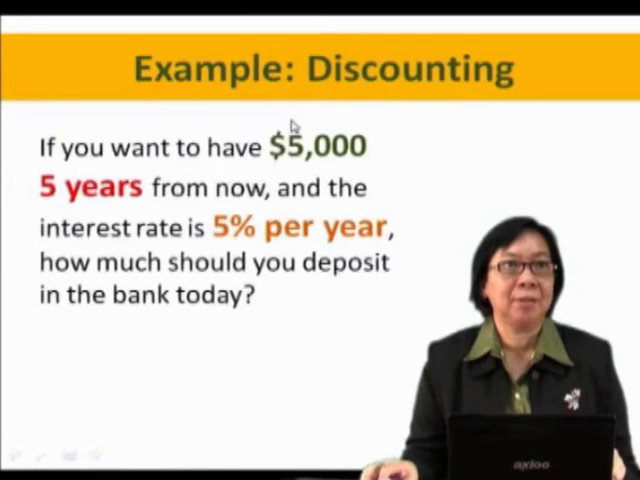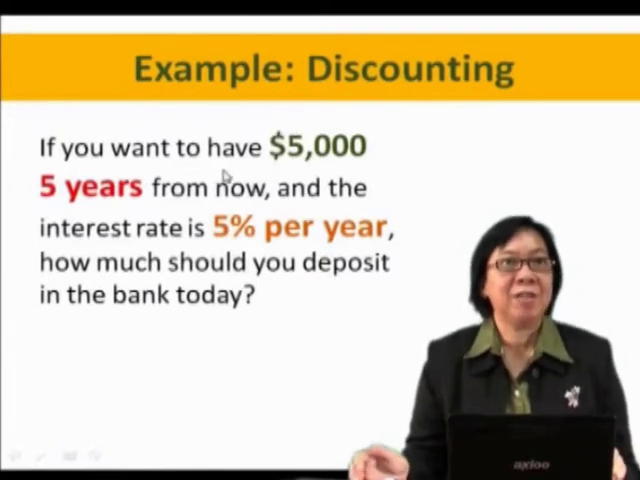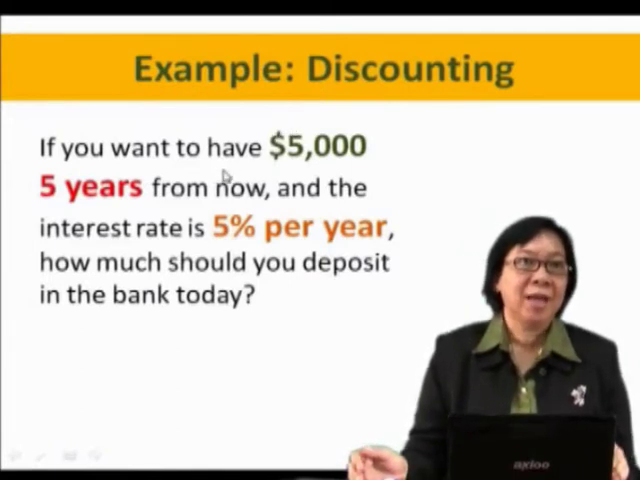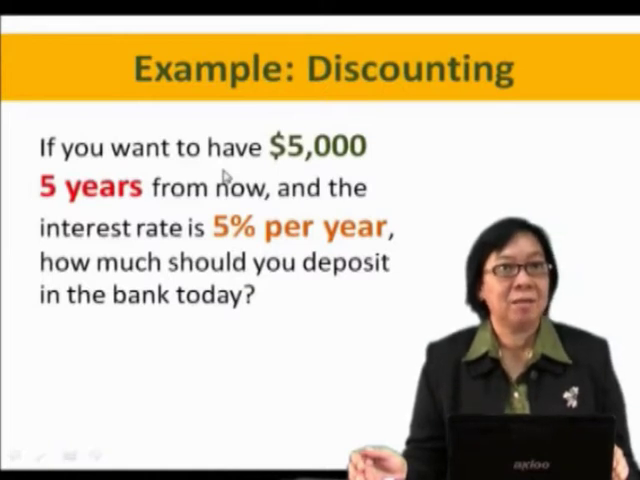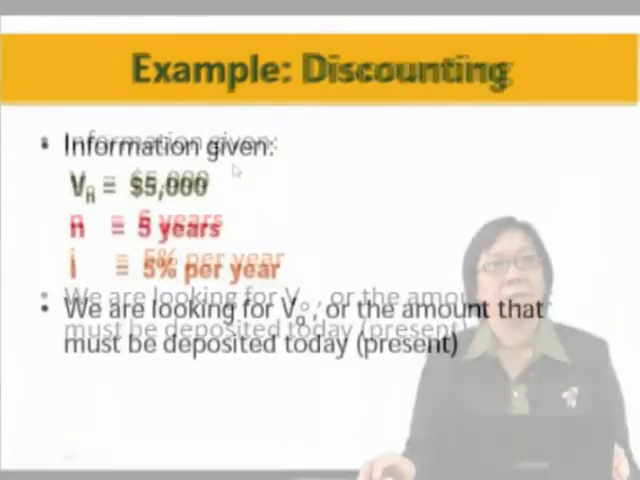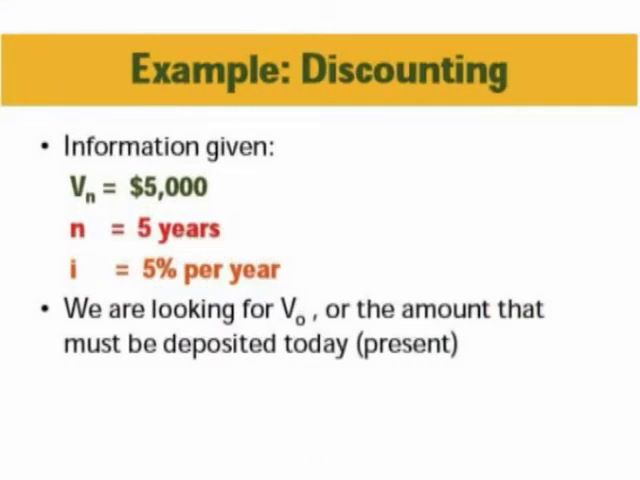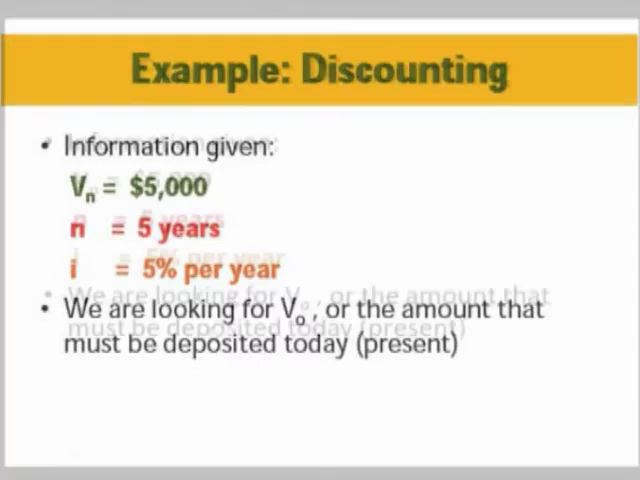Let's look at an example. Let's say you want to have $5,000 5 years from now, and the interest rate is 5% per year. How much should you deposit in the bank today? The problem gives us the following information. $5,000 is the future value, or the amount that we would like to have in the future. The number of years is 5 years, and the interest rate is 5% per year. In this case, we are looking for the present value, or the amount that must be deposited today. That's our VO.